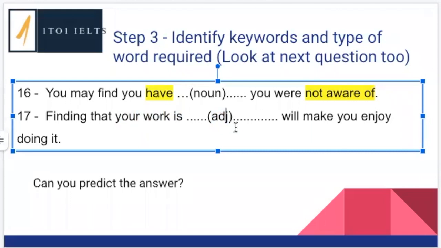And we could try putting in a noun. How could you put in a noun here? Finding that your work is, I can't think of a noun that I could put in. Mary mentioned rewarding and satisfying. Well, rewarding and satisfying are both adjectives. So the key here is just trying to work out, is this an adjective or is it a noun?